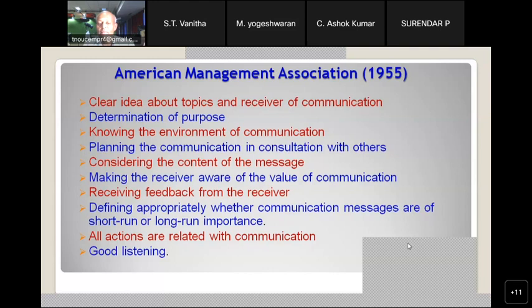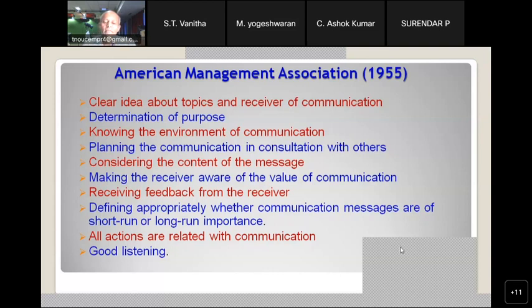And so receiving the feedback from the receiver. So the feedback after 1.5 hours, you may give some messages. Sir, it is okay, it is good, I understood, I didn't understand this, that and all. That's the feedback. Defining appropriately whether communication messages are of short run or long run importance.